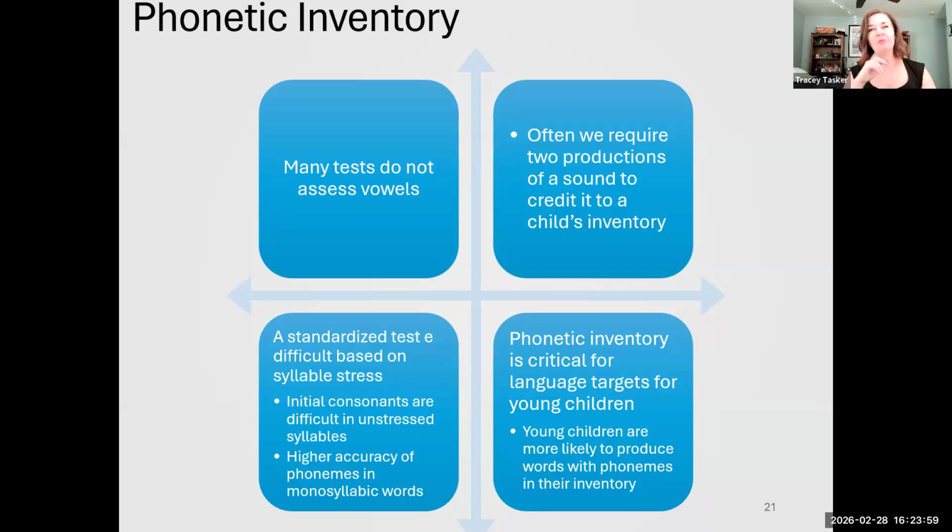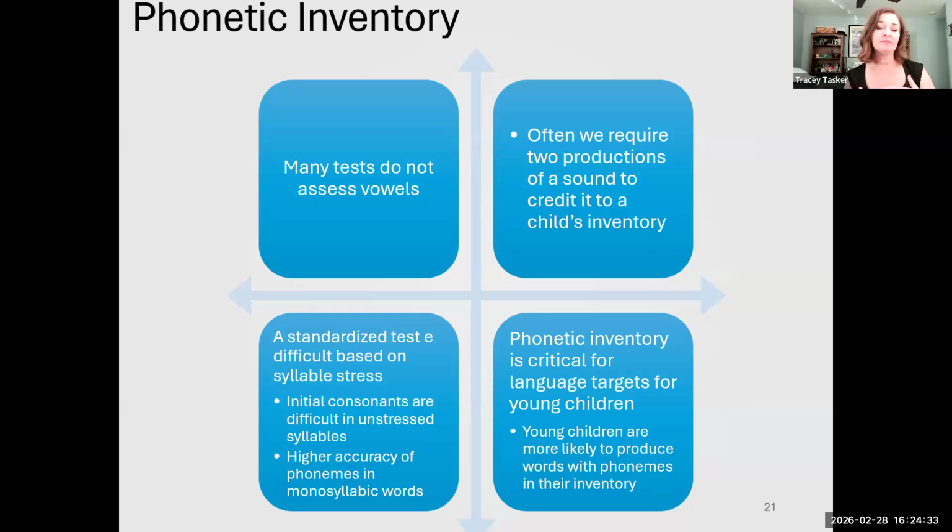I posted an article, I think I posted it in an earlier week, but I posted it again into the Canvas shell for your reading pleasure, if you want. It goes through why we can't use standardized tests, so citation tests, to come up with a phonetic inventory. Because often, for us to say that a sound is in a child's inventory, we really want to have more than one production of it. Many of the tests only have one production in one position. So it's just not enough for us to tell whether they really have that sound mastered.